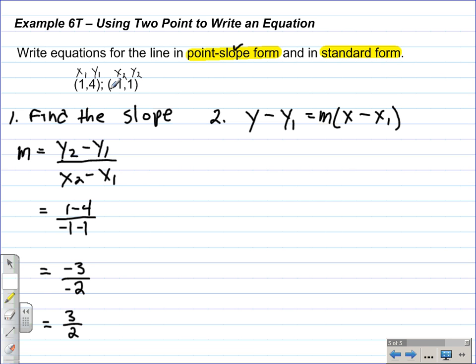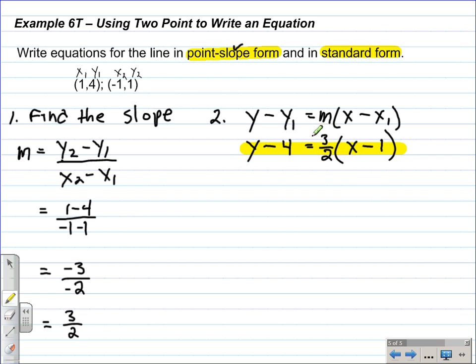So we're going to pick one of these points, and normally we use the first point. You don't have to, but normally we do. So that'd be y minus y sub 1, which in this problem is 4, times the slope, which we calculated, 3/2, times the quantity x minus x sub 1, which is 1 in this problem. So there's our first answer, the equation in point-slope form.